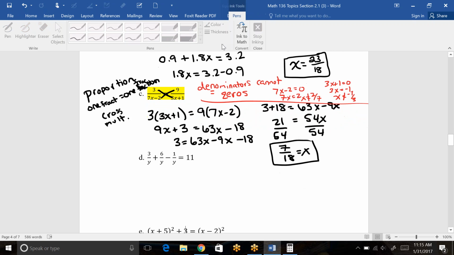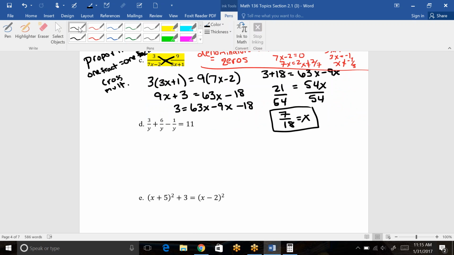This one's a little tricky because they try to throw you off by having all these fractions on the left, but they're all the same denominator. So essentially we can add these fractions together. When you have the same denominator, you add them together and you keep the denominator. So 3 plus 6 is 9, minus 1 is 8. And I can write this as 11 over 1 if I want to. That way I can see that this is actually a proportion.